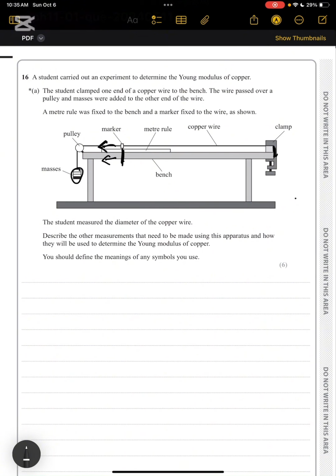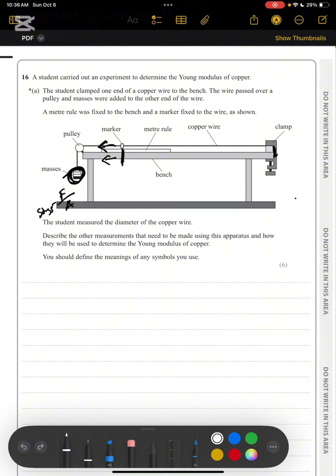Now we have to also find out the weight of these masses as well. The weight of these masses will be the force, and we know force per unit area is our stress. So force per unit area, and area will be found out by using the diameter which we have been given. So this is how we will be able to find out. And after finding the stress and strain, we can use those stress strain values to find out the Young modulus. So they have given us 6 points. We have to write all those into 6 points, and add as much information as possible to get the whole 6 marks. So let's move forward and write it.